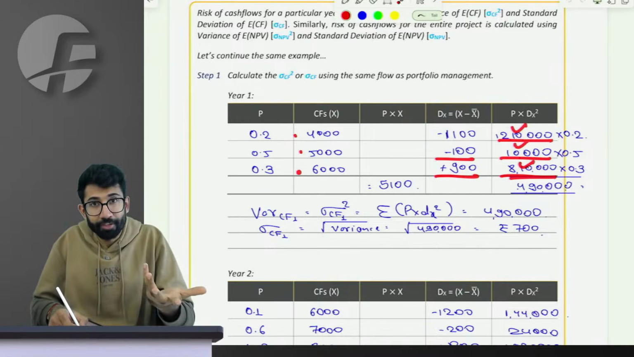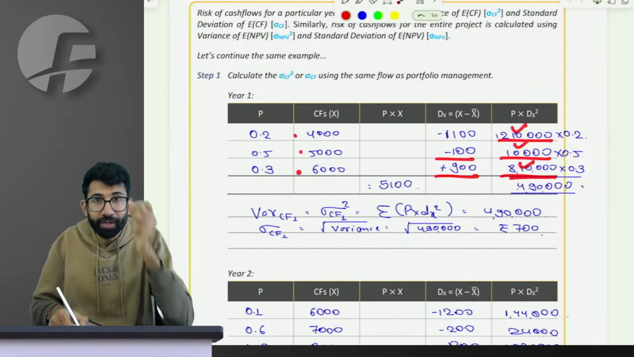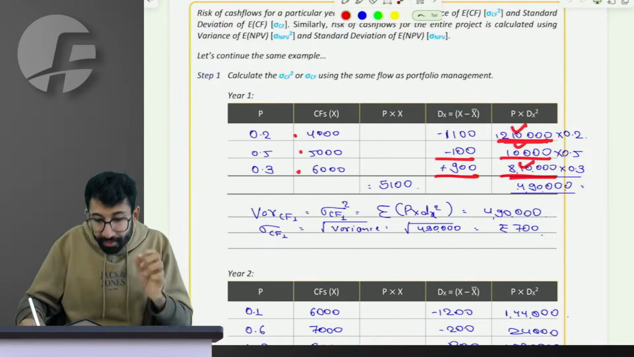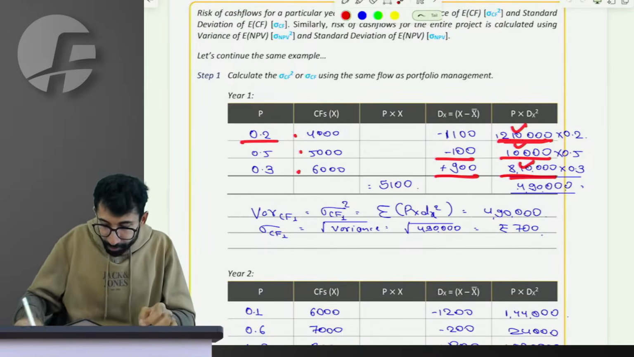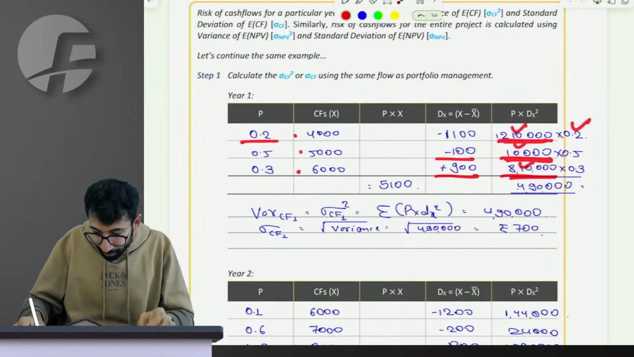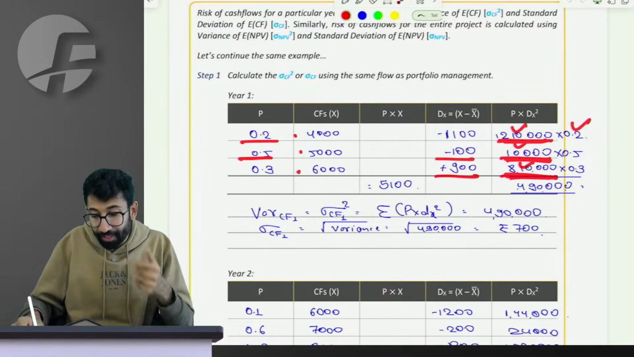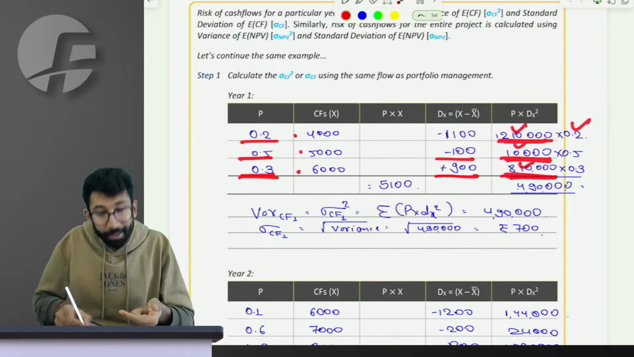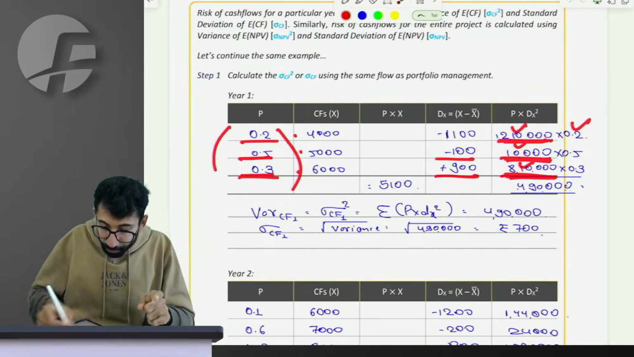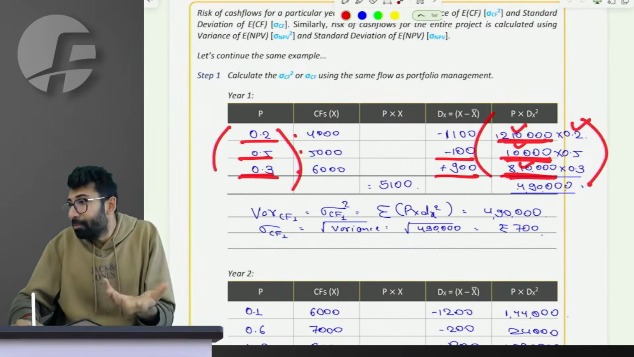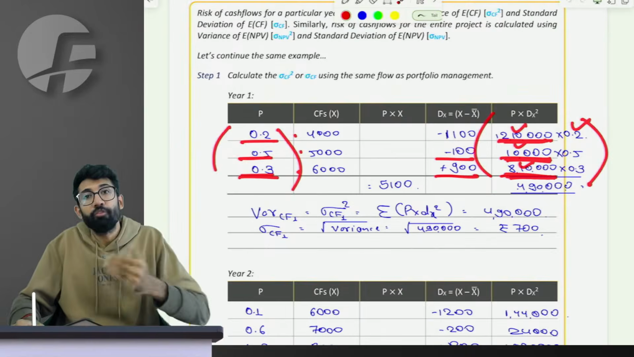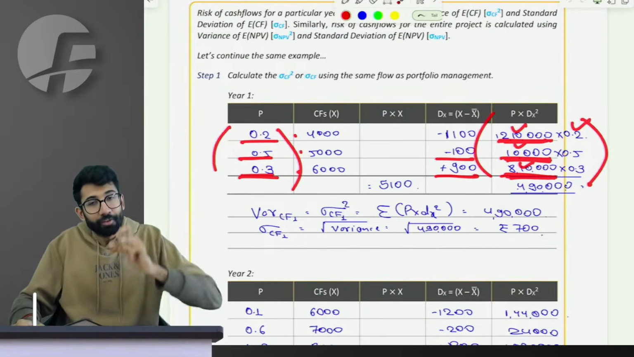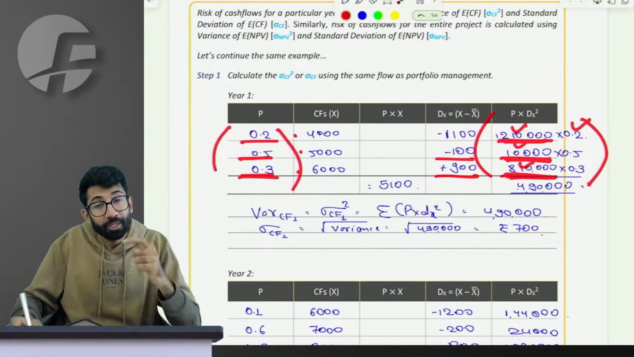How much is the weighted average deviation? This is the squared level deviation, the probability of which is 0.2. This is the squared level deviation, the probability of which is 0.2. This is 0.5, and this is the squared level deviation, the probability of which is 0.3. Are you all able to grab the flow of what I'm trying to explain? The rhythm of the solution, not the formula, the rhythm.